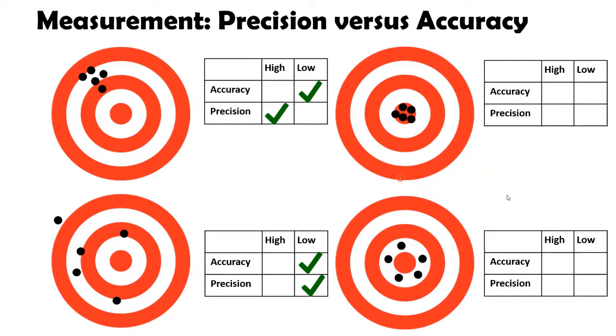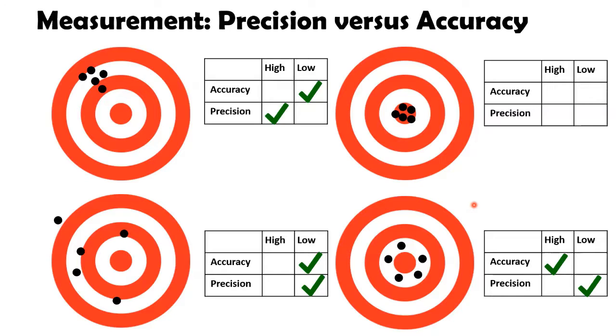Let's move now to the bottom right here. We have points that are fairly close together, not as tight as some of the others. But if you look at the average of where those points hit, they are very close to the bullseye, the center. So here we might describe high accuracy, but precision not as good, not as tightly grouped together as some other examples.